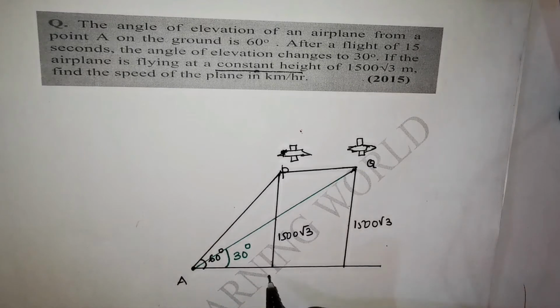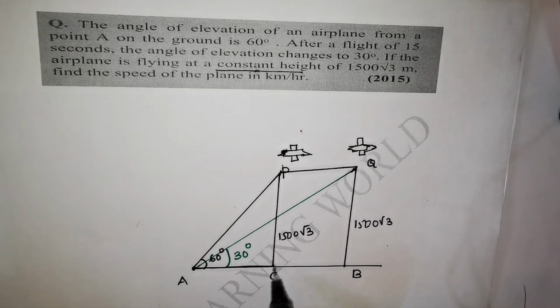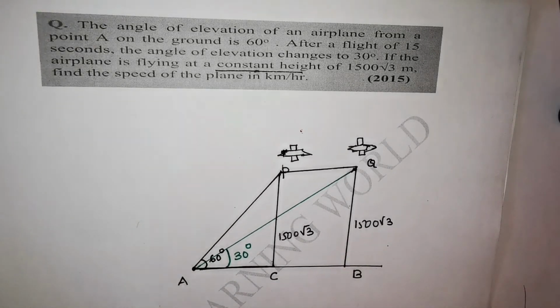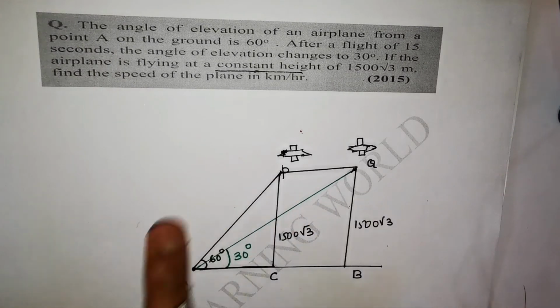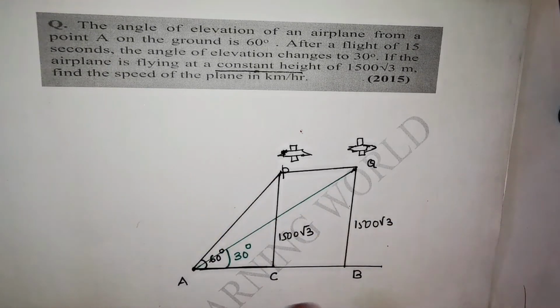So let this point be C, let this be B. And this is 1500 root 3. We can take the triangle next. We have nothing more to mention here. Everything is mentioned. So let us take the triangle next.